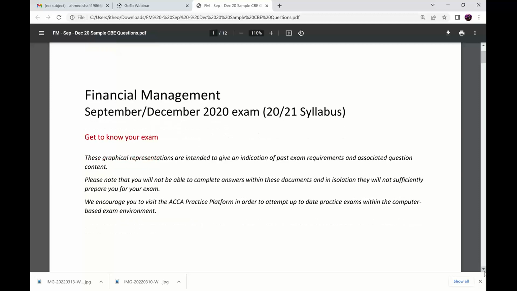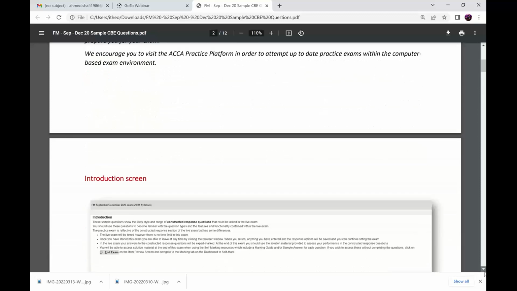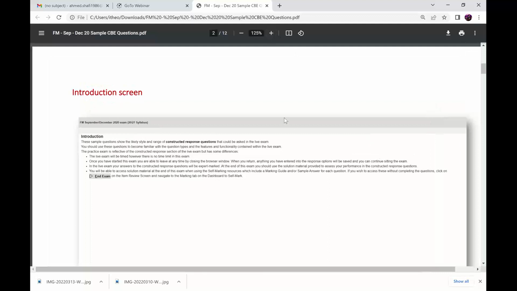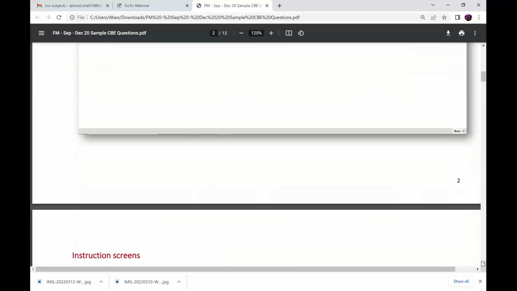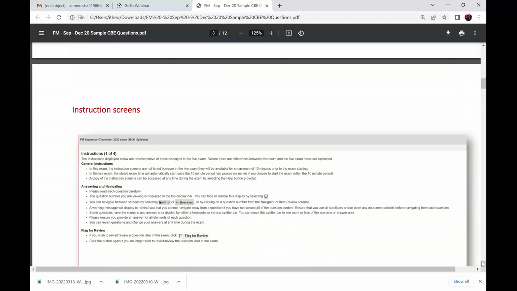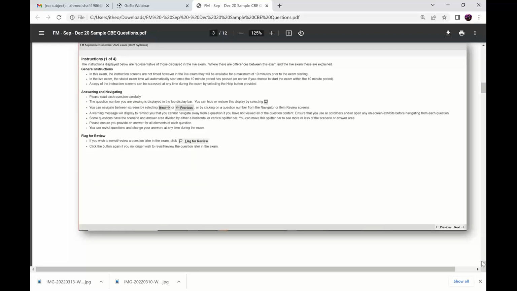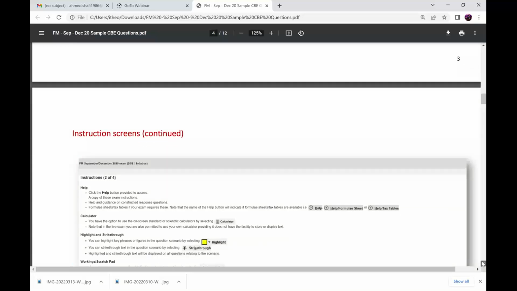There will be instructions on the first page: Get to know your exam. You need to read these instructions. Then you will go to page 2 of the exam. These are also introduction videos. You must carefully read all these instructions in the exam. We are not wasting time on this. Then you can see the third page is general instructions, answering and navigating, flag for review. This is mentioned, so you will be reading those instructions as well.